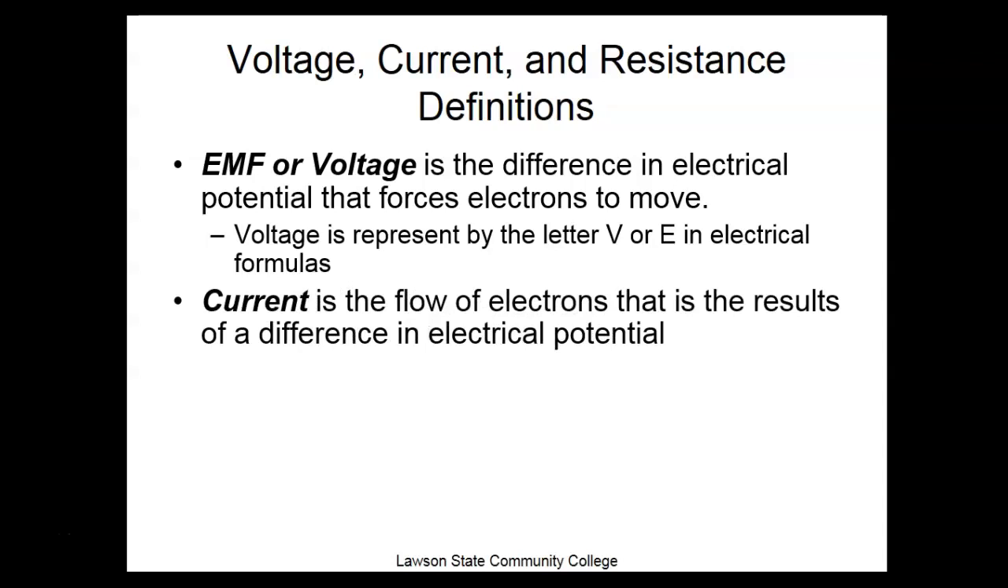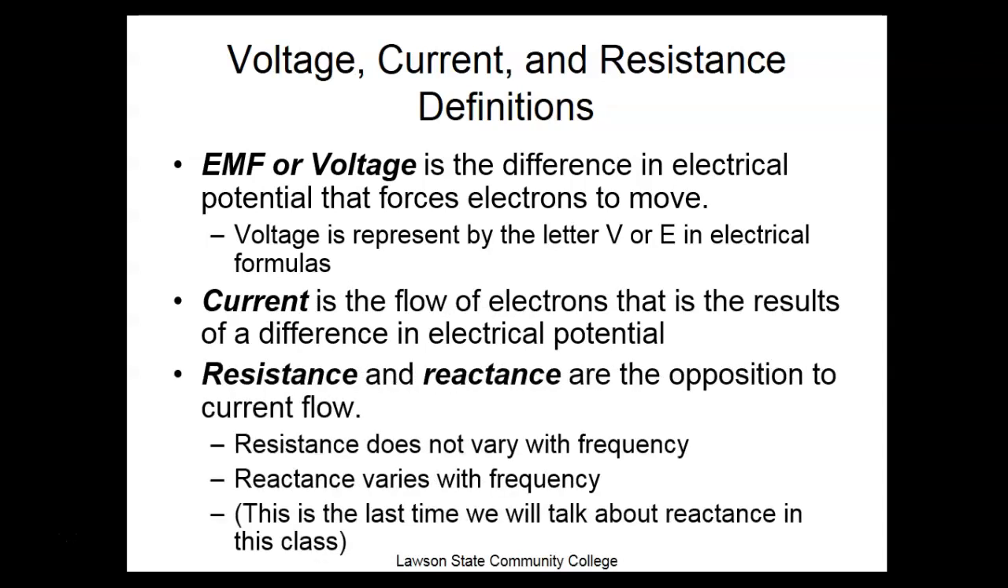Current is the flow of electrons that is the result of a difference of electrical potential. And of course, resistance and reactance are the opposition to flow. So to get work, we've got to push against something. Devices that have resistance are the devices that are actually doing the work in the circuit. We won't talk much about reactance in this class. It's not necessary to know. But reactance occurs with alternating current. It doesn't occur with direct current.